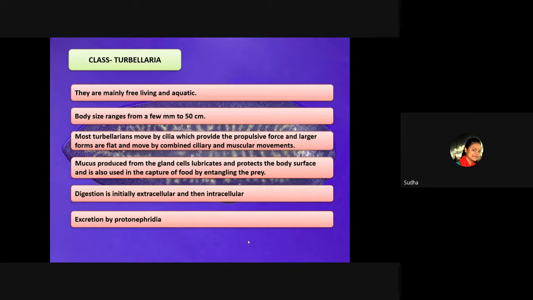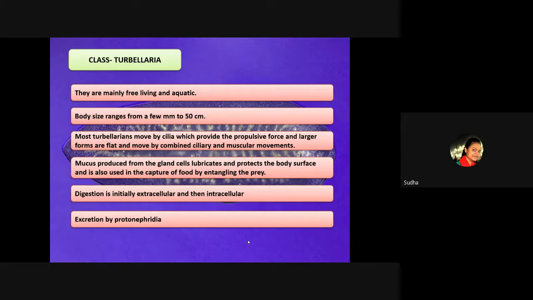Let us first discuss Turbellaria. The class Turbellaria has some important characteristics which I have mentioned here. They are mainly free living and aquatic. The name Turbellaria comes because some of these turbellarians have cilia which can cause turbulence in water. Body size ranges from a few millimeters to 50 centimeters. The length can vary accordingly.